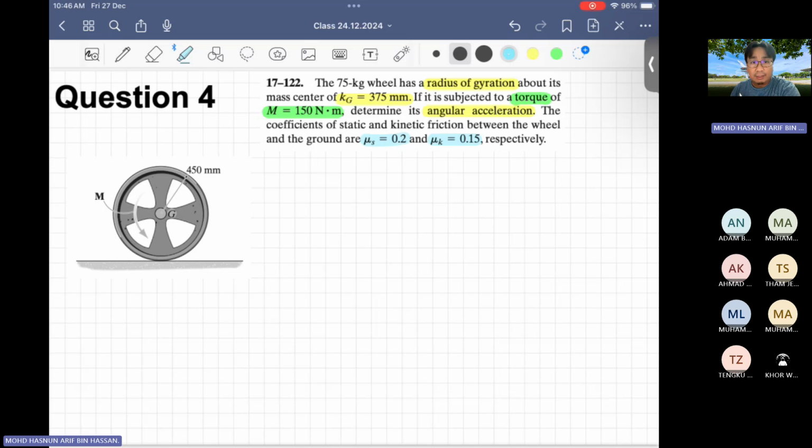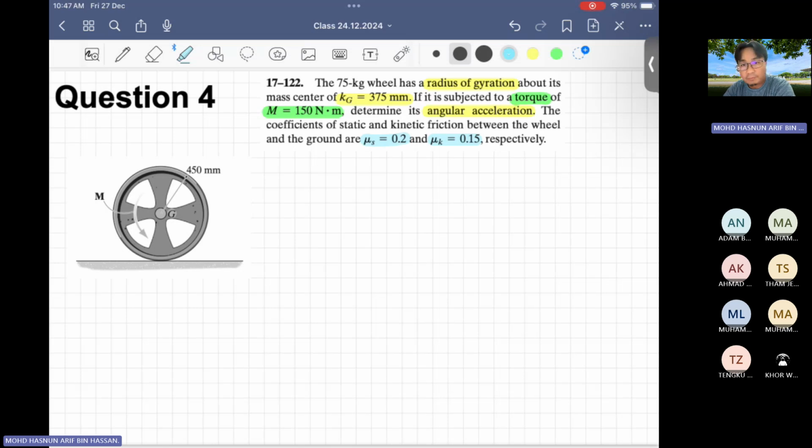Now let me ask you, is this problem the wheel rolls without slipping, or the wheel slips as it rolls? Which one? Who can answer that? Do you think that the wheel rolls without slipping, or it slips as it rolls? Okay, Shamil said rolls without slipping.